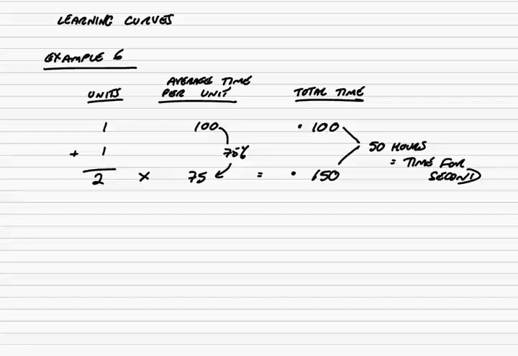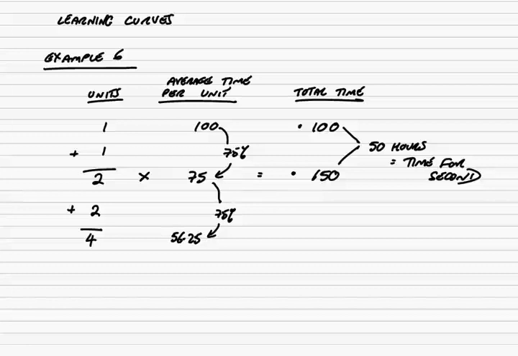And that rule continues. So we've now made 2. Suppose we double again. We've made 2, let's make an extra 2, which doubles up to 4. Well, of course, each one gets faster and faster, but all the learning rule will do is tell us what the average time per unit is when we make 4. It's 75% of the previous average. So 2 was on average 75. 4, 75% of 75 is 56.25.